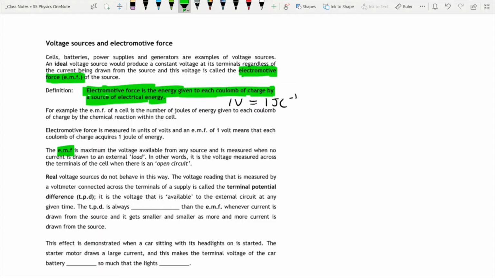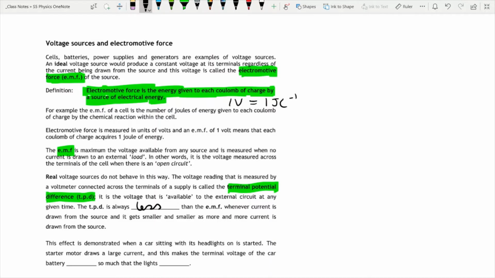The voltage reading that is measured by a voltmeter connected across the terminals of a supply is called the terminal potential difference. So this is the voltage that we actually get out. The terminal potential difference is the voltage that goes out and gets applied to whatever is in the circuit. It is always less than the EMF because we lose some voltage when we stick things into a circuit. The EMF will be the perfect voltage, but that drops as soon as you put something in the circuit.